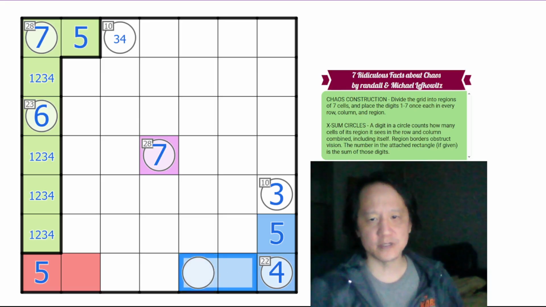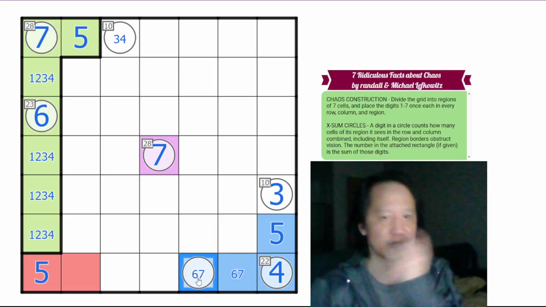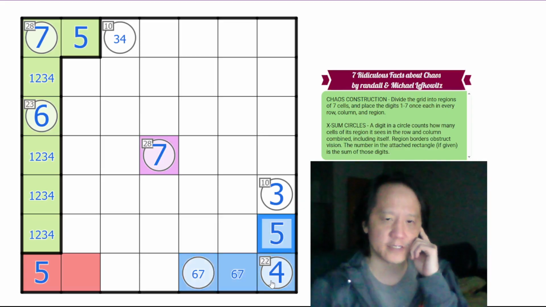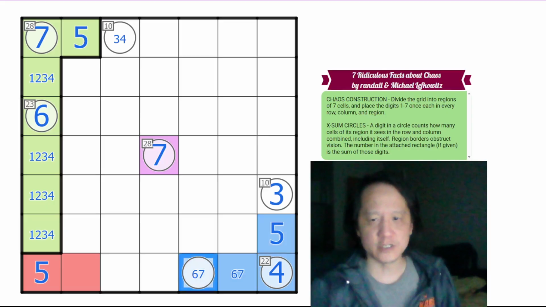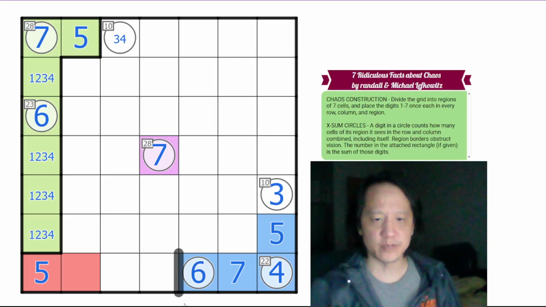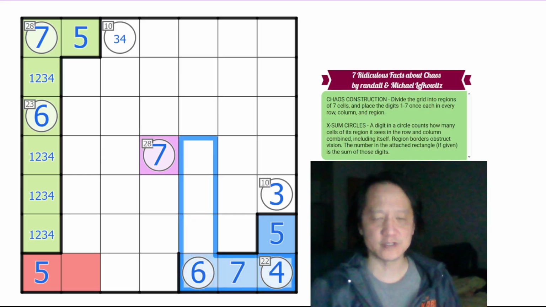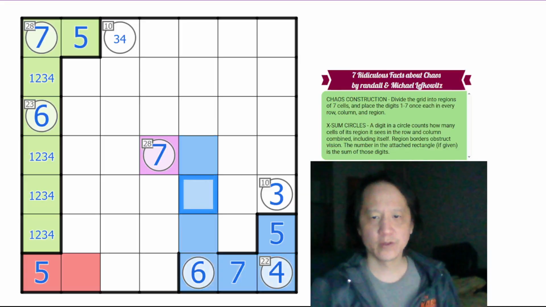This has to be 6 or 7. And this cannot be 7, because if it's 7 here, it can't see this cell here. So it must see 6 cells, which means this is 7. This is a boundary, because this can only see 4. So this is a boundary, so this must see 6. So it's 1, 2, 3, 4, 5, 6. So that's done as a boundary.